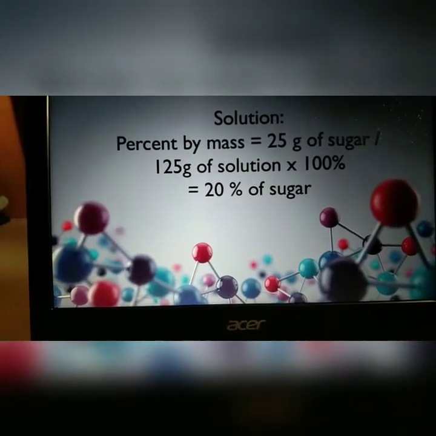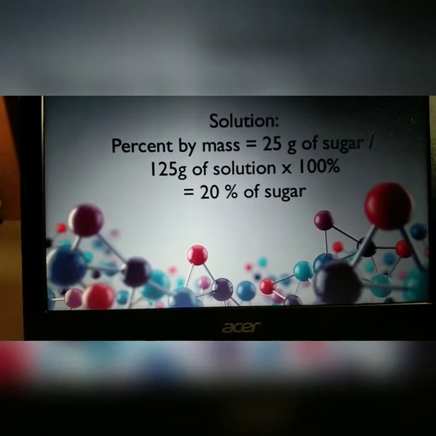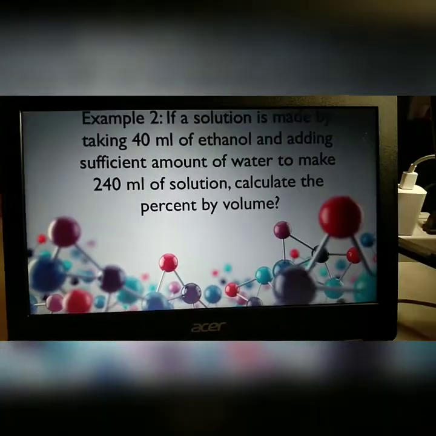Percent by mass is equal to 25 grams of sugar over 125 grams of solution times 100%. The answer is 20% sugar.